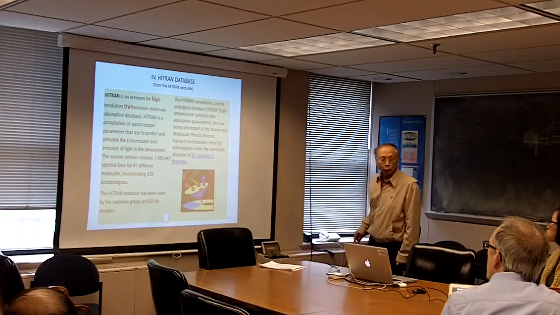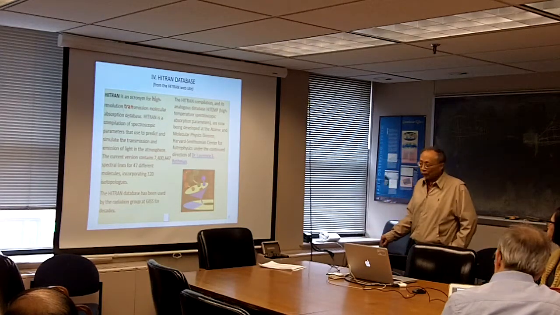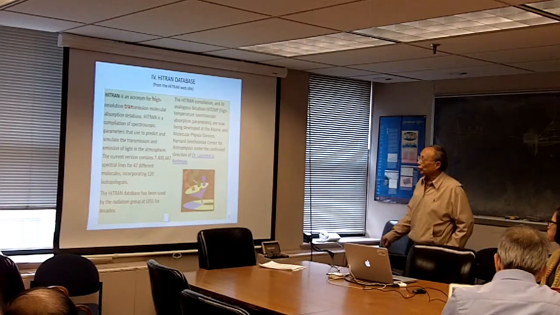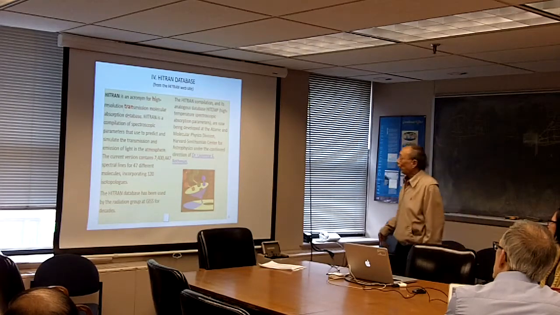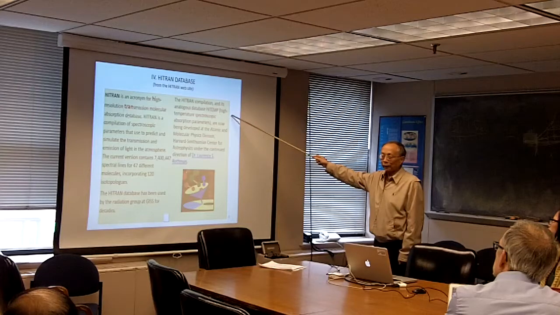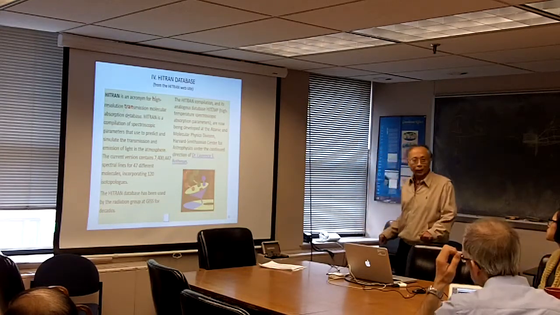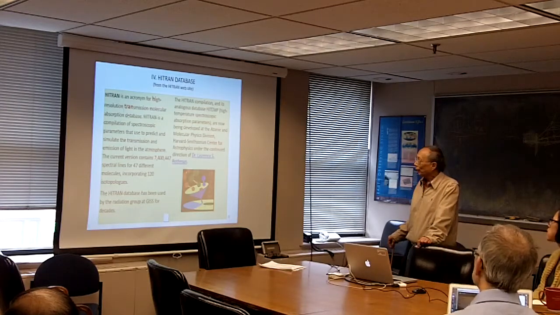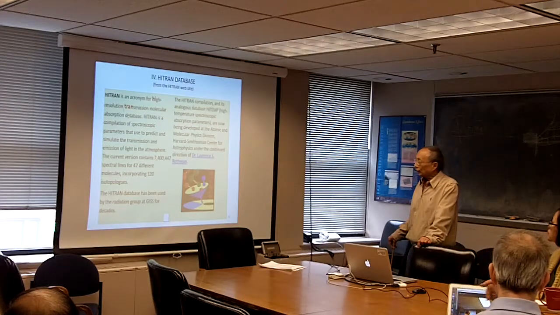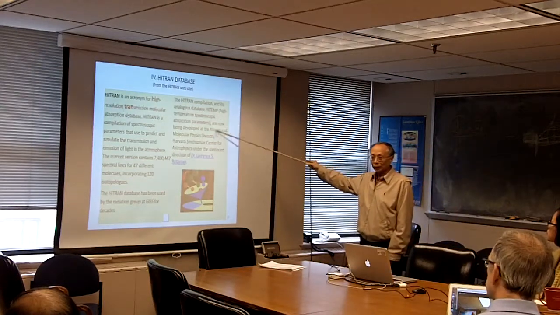Besides HITRAN, there is a new one that appeared, called HITEMP, for high temperature. This one wants to meet planetary atmosphere applications, because the temperature is much higher. For HITRAN, for the Earth's atmosphere, the temperature is much lower. For the high-temperature database, we have to include many more lines because a lot of lines are excited at high temperatures. This is just the beginning, including much more lines.